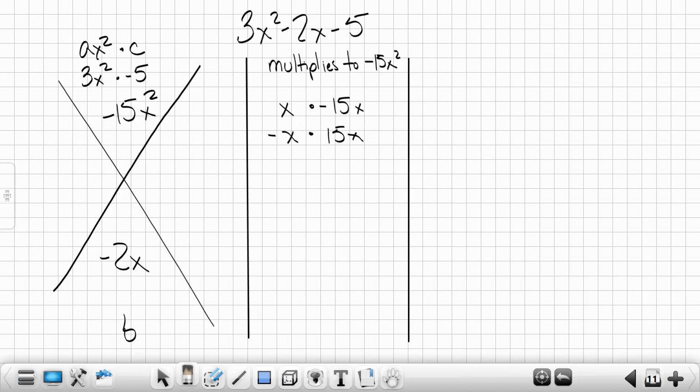Well, no, there are more things that multiply to negative 15x squared. What else? Negative 5x and positive 3x. How about positive 5x and negative 3x? Anything else that multiplies to negative 15x squared? No.